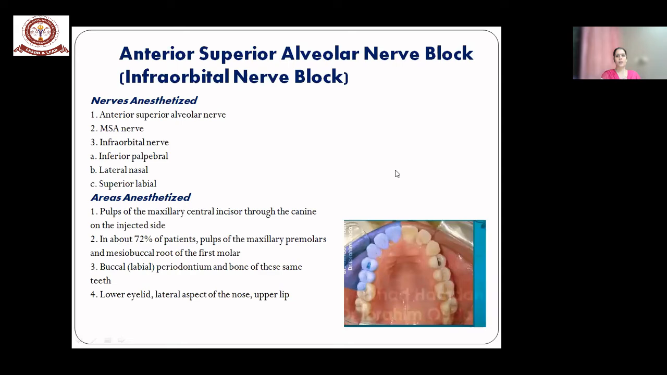Next comes the anterior superior alveolar nerve, which is also called the infraorbital nerve block. The nerves anesthetized are the anterior superior, middle superior, infraorbital nerve and its terminal branches, that is the inferior palpebral, lateral nasal, and superior labial. The areas anesthetized are the pulps of the maxillary central incisor through the canine. In about 72% of patients, the pulps of the maxillary premolars and the mesiobuccal root of the first molar are also innervated by the anterior superior. The other areas anesthetized are the buccal periodontium and bone of the same teeth, lower eyelid, lateral aspect of the nose, and upper lip.